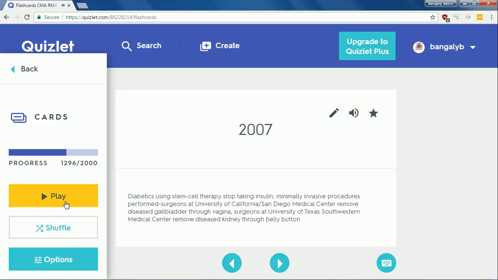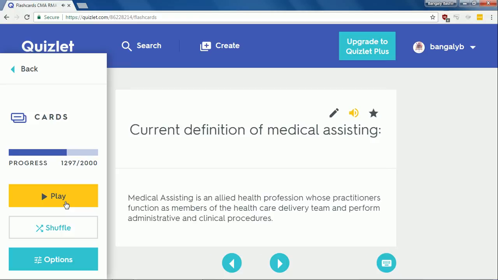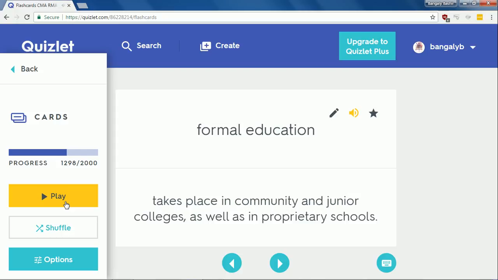2007, current definition of medical assisting. Medical assisting is an allied health profession whose practitioners function as members of the healthcare delivery team and perform administrative and clinical procedures. Formal education takes place in community and junior colleges as well as in preparatory schools.